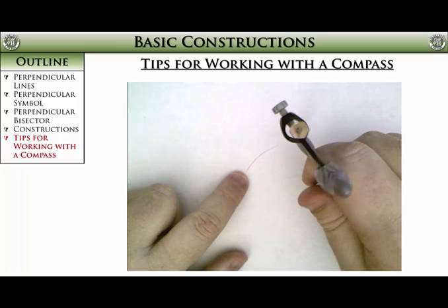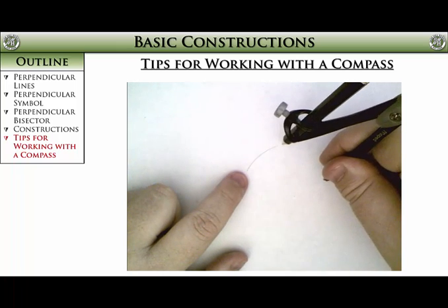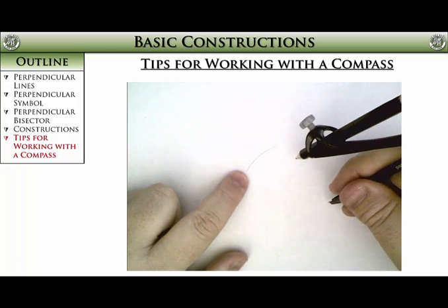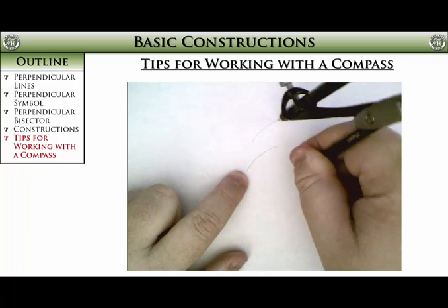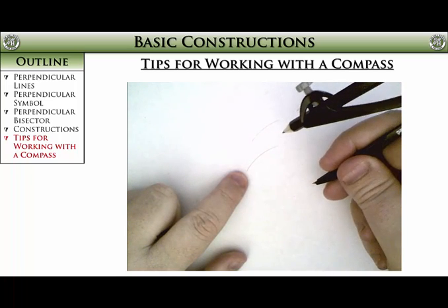Second thing is don't use the compass straight up and down. Straight up and down is actually pretty hard. You want to have it at a slant. So when I did my mark just there, I had it slanted, and that's actually a much easier way to go. It's much easier to make marks with a slant than it is straight up and down. So have your compass at a slant.